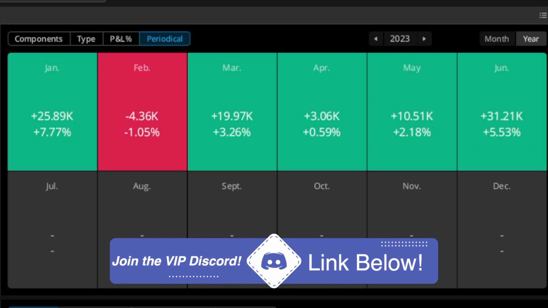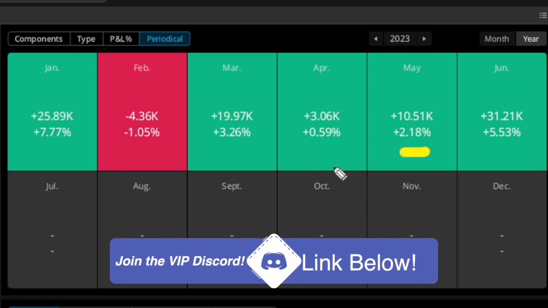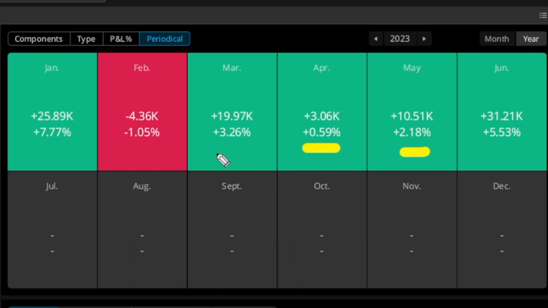May was also a good month. We were up 10.5K in this account. In April, we were up about 3K. And in March, we had a really solid month, just under 20K. In February, we had our only losing month so far this year, which is down 4.36K. In January, we kicked off the year real strong with 25.89K.